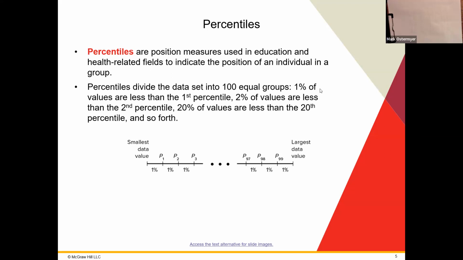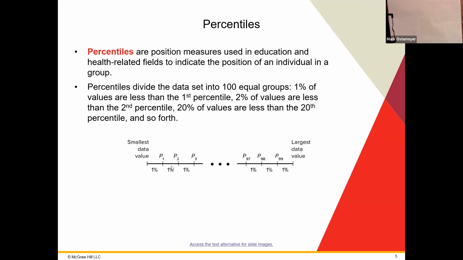All right, 1% of values are less than the first percentile, 2% of all the data values are less than the second percentile, 20% of all the data values in a data set are less than the 20th percentile value, and so forth. So if you took an SAT exam and scored in the 99th percentile, is that a good score or a bad score? Good. That's a very, very good score, because that means 99% of all the other scores were lower than your score, and only 1% of the scores were higher than your score.